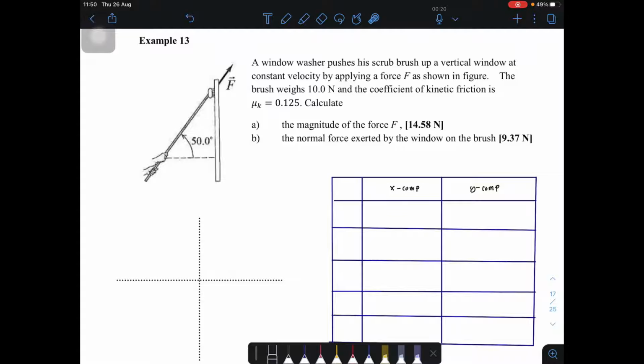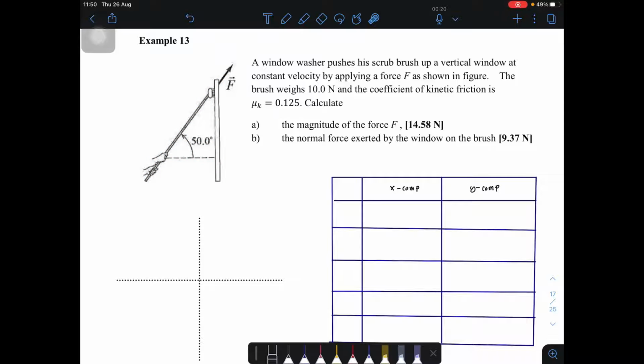Okay, so as you can see in the figure here, we have a window here and then this is the brush. So basically this is our object. So this brush is pushed up, okay, push up here, where the angle between the, apa nama dia ni, pemegang dia ni kan, is 50 degree.